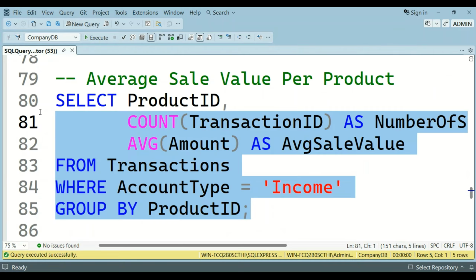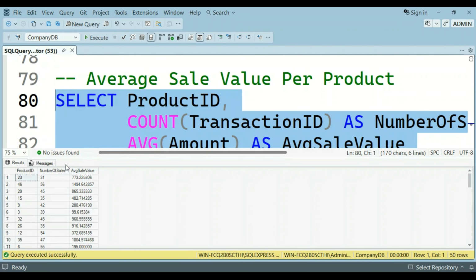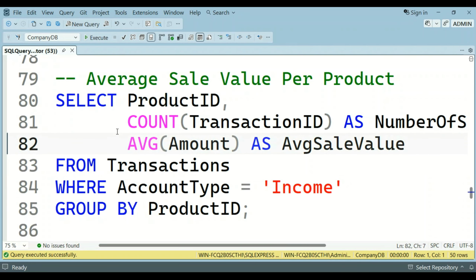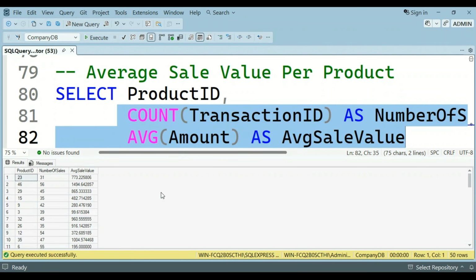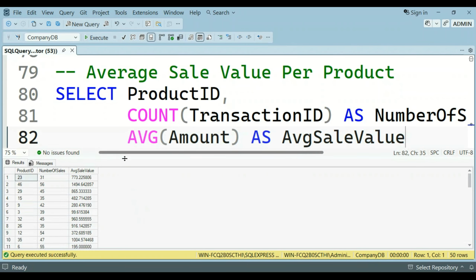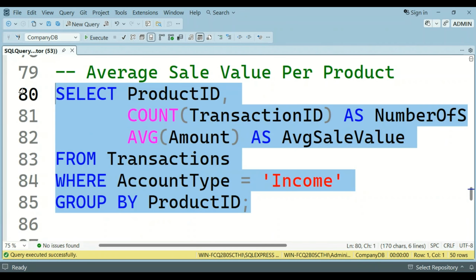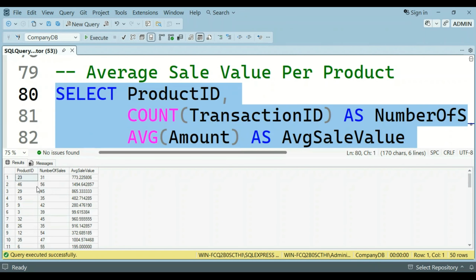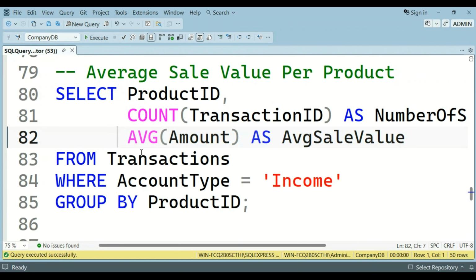Query number 5 again. What is the average sales value per product? This query shows how COUNT and AVG work together. It calculates how many sales occurred per product and the average sale value.